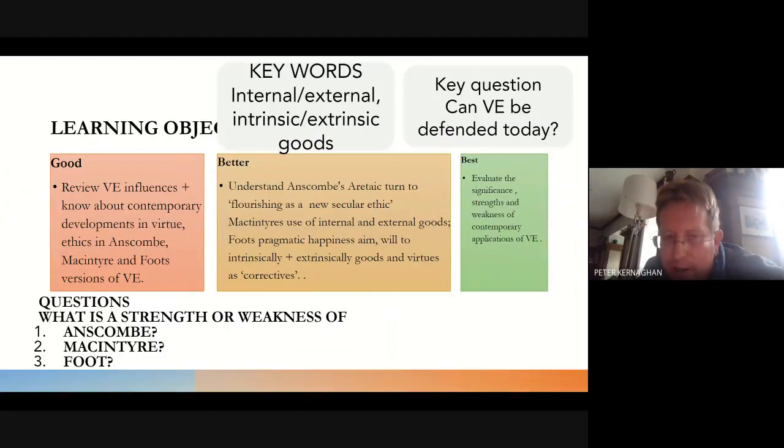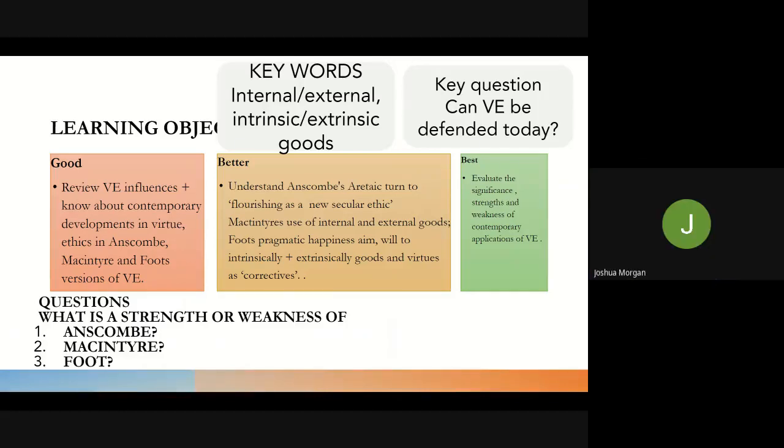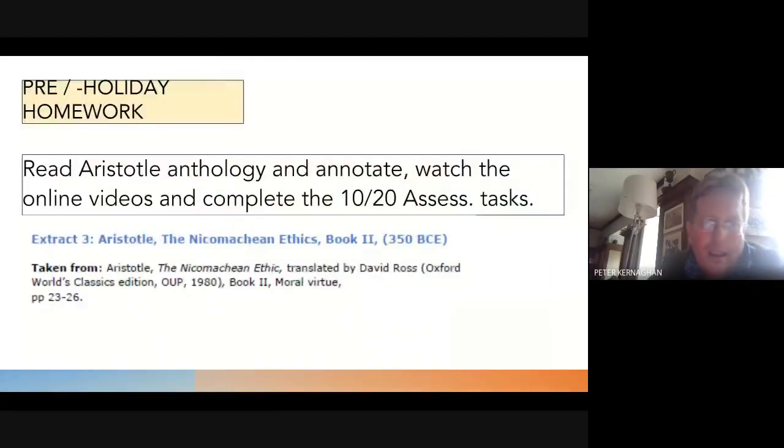Flo, give me a strength or weakness of Foot. She's not here, sir. Oh, she's gone.